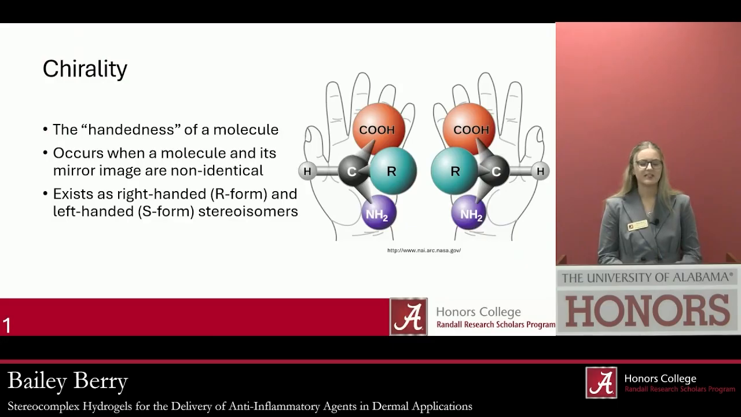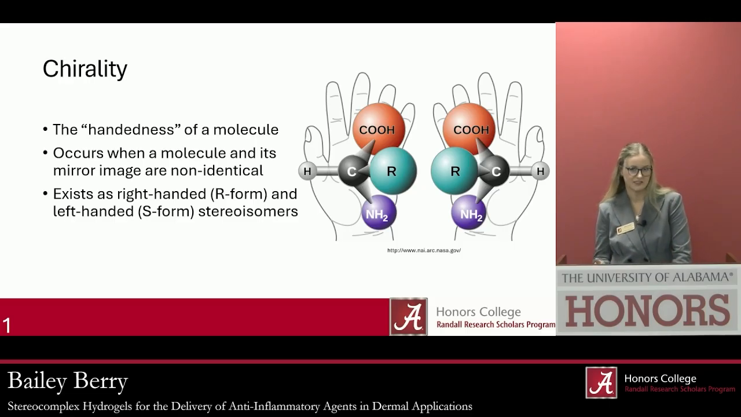To begin, I'm going to give us a little bit of background so we can further understand the goal of this project. I want you to look at both of your hands and notice that they're mirror images of each other. But if you place them on top of each other, they're not identical. This means that your hands are chiral. And chirality is called the handedness of a molecule. This occurs when a molecule's mirror image is not identical to itself.